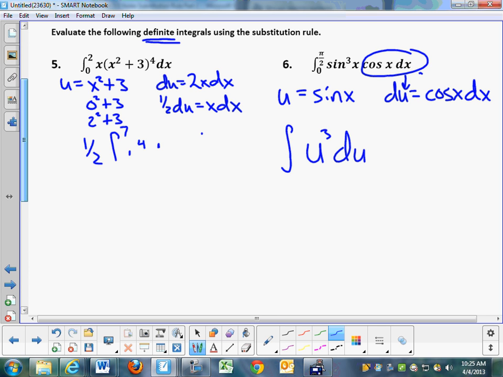What is the sine of pi over 2? 1. What is the sine of 0? 0. So now that's the integral that I can work with. What's the antiderivative of u to the third? u to the fourth over 4, evaluated at 1 and 0. That's it. So the only trick that you're finding out is how to change your bounds of integration through substitution. Everybody got that? And that's it.